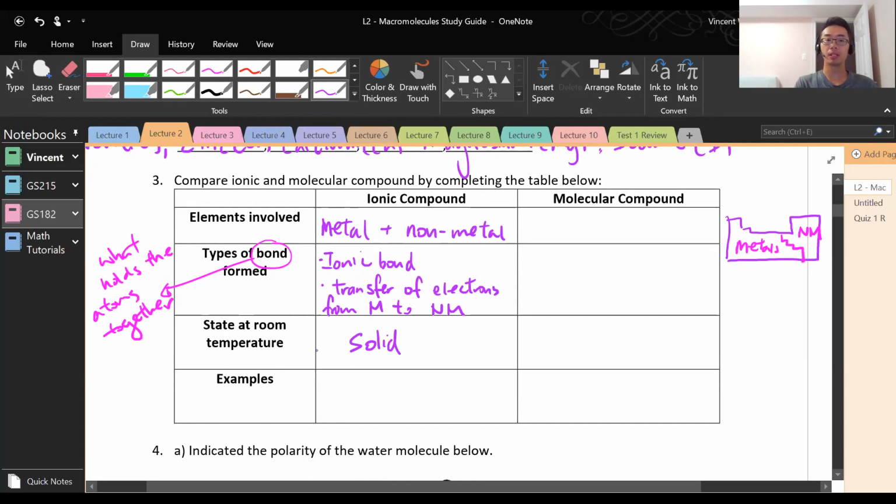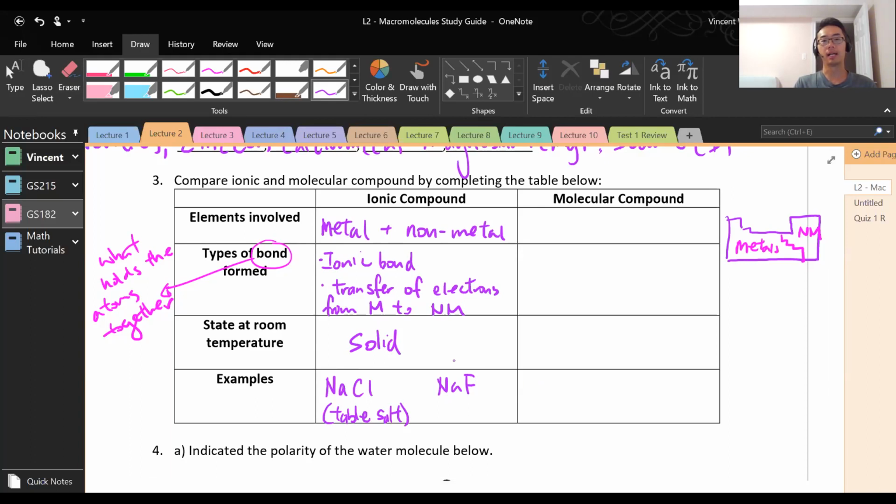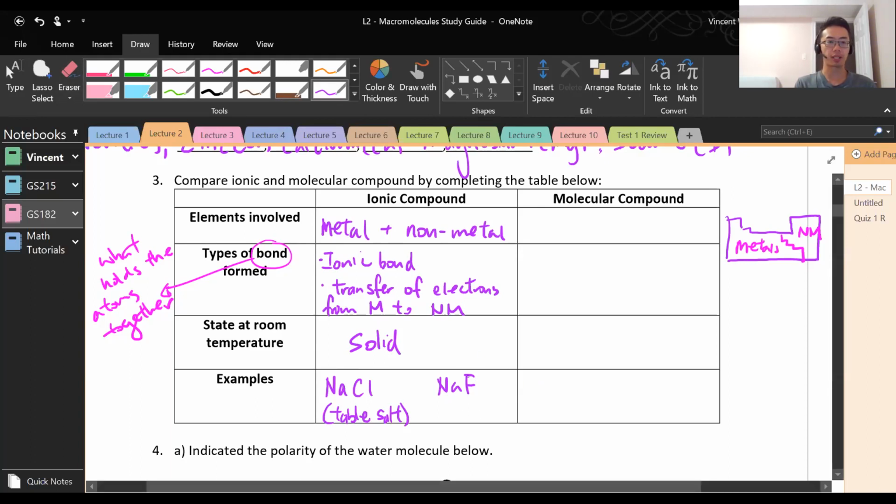Okay, so an example of an ionic compound would be things like NaCl. NaCl is sodium chloride, and that is table salt. Another example of an ionic compound could be sodium fluoride. This is the stuff that is found in your toothpaste, and that's why your toothpaste is a little bit salty. And the fluoride helps protect the teeth.